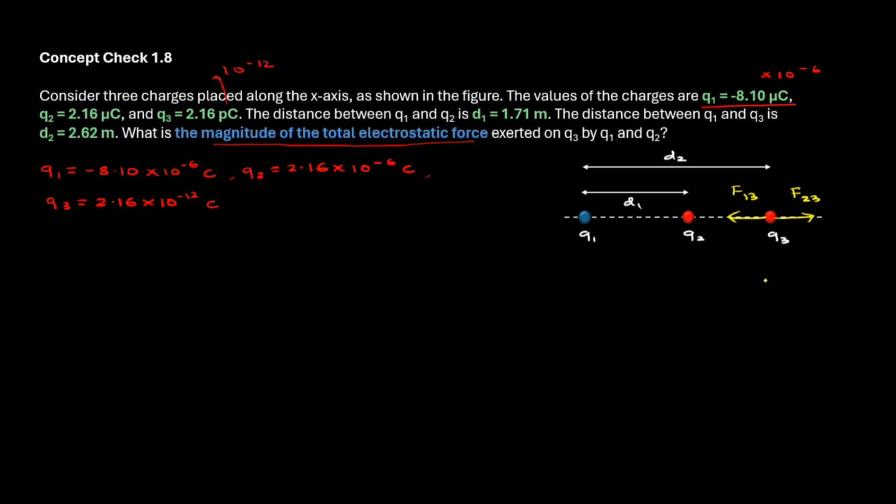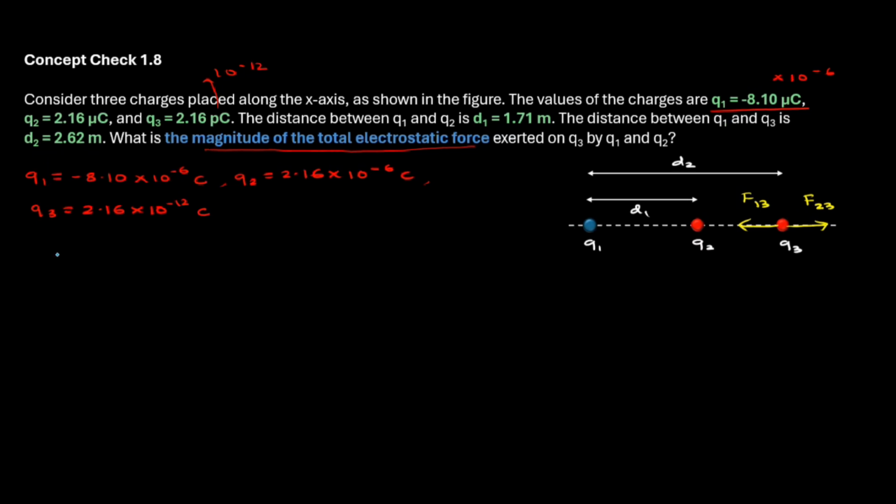After sketching the forces, we will find the magnitude of these individual forces. I can find these forces using Coulomb's law. So we write F13 equals K Q1 Q3 over R13 squared, where R13 is the distance between charge Q1 and Q3, which is nothing but D2. So I will substitute these values here. K is Coulomb's constant that has a value of 8.99 times 10 to the power 9. I can also write this as 9 times 10 to the power 9.